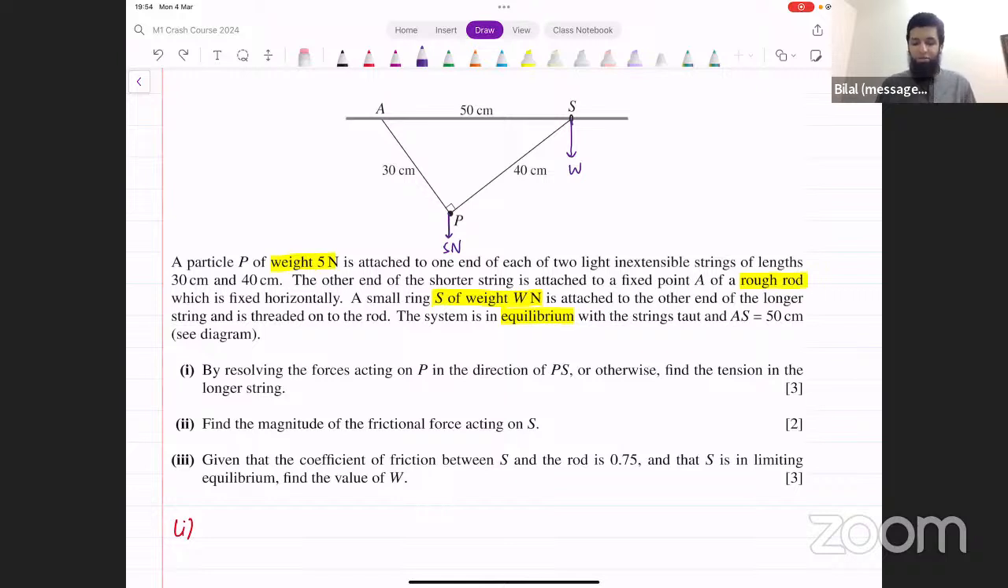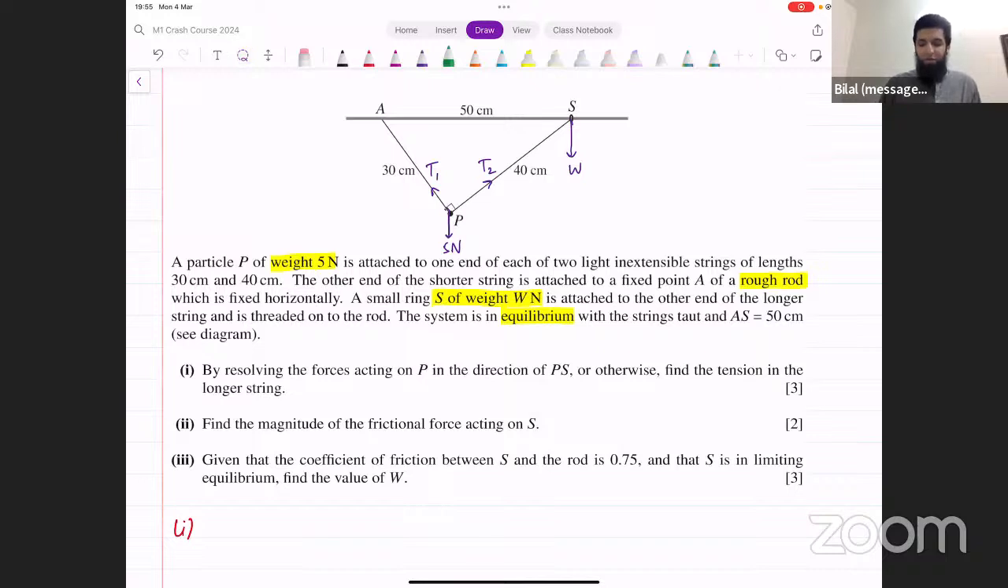Then we have tensions, right? This particle P is attached to two strings. There's one string towards the left side and there's another towards the right side here. There's going to be one tension acting in this direction. Let's call this T1. There's going to be another tension acting in this direction. Let's call this T2. These are the two tensions that we have, okay?